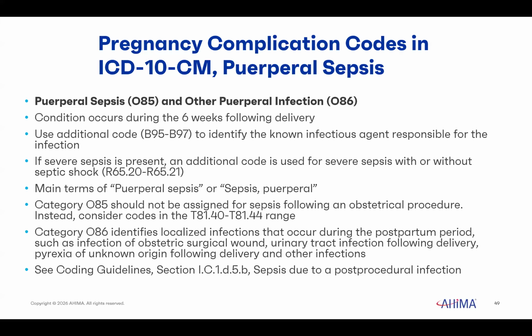The codes from code category O85 are not assigned for sepsis following an obstetric procedure. Instead, we would look for codes from the T81.40 through T81.44 range. Codes O86 identify the localized infections that occur during the postpartum period. And again, you may want to read the guideline that falls into guideline 1.C.1.D.5.B, sepsis due to post-procedural infection.